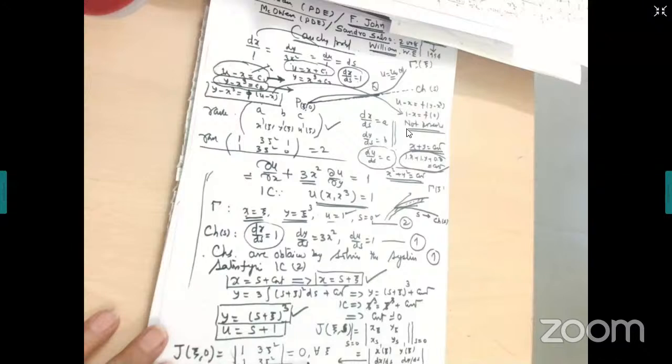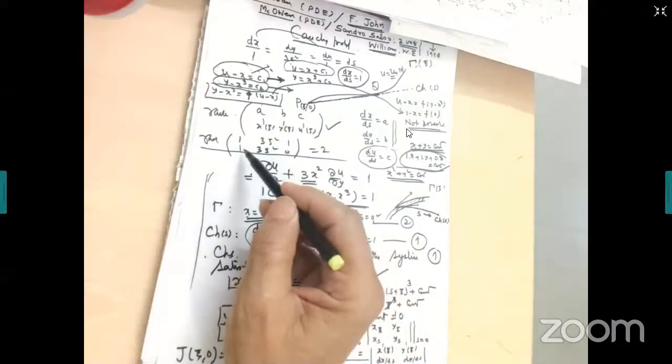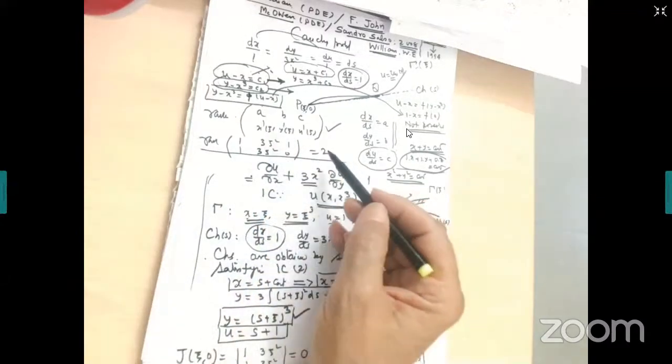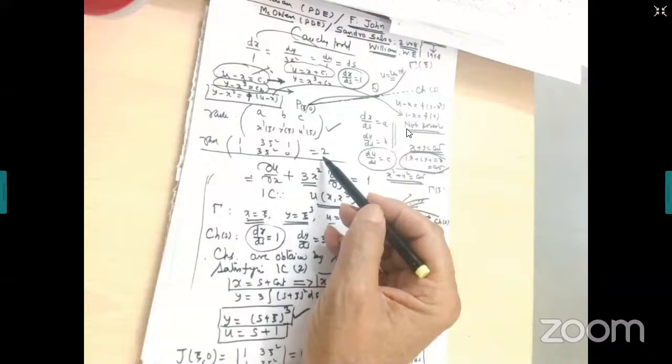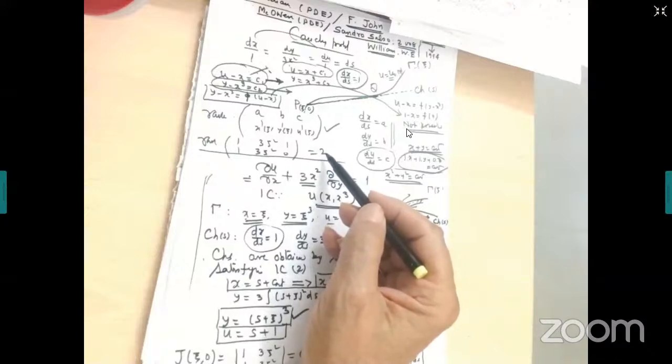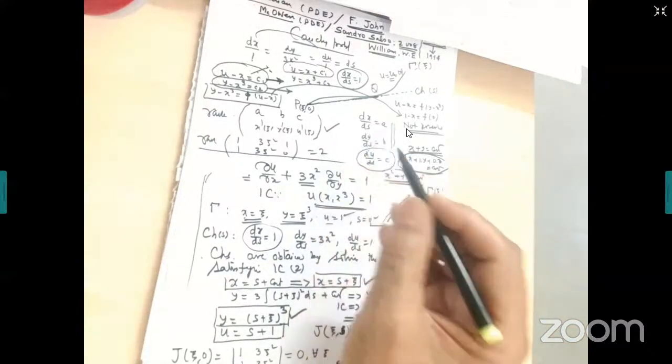And if this is equal to 0, then there are two possibilities we have discussed. Find out the rank of this. If the rank is 2, it means no solution. If the rank is 1, infinite number of solutions.